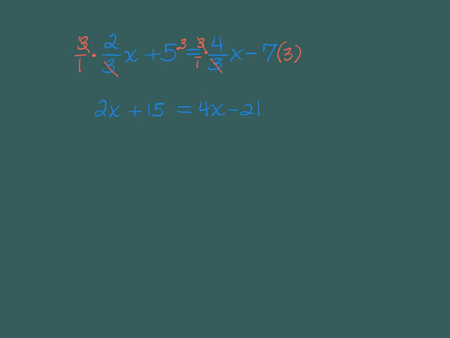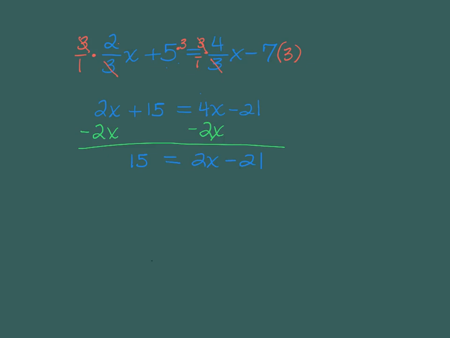Now what you want to do is start with your smaller variable term. 2x is smaller than 4x, so I'm going to start by removing 2x from this side. And I have to do it from this side. When I do that, that's going to leave me with just 15 on this side. Bring down your equal sign. 4x minus 2x is 2x. Bring down your minus 21. Now you've got all of your variables on one side, the 2x minus 21.